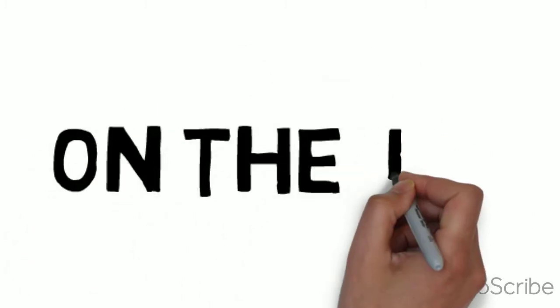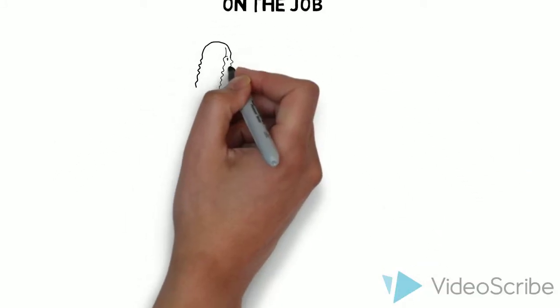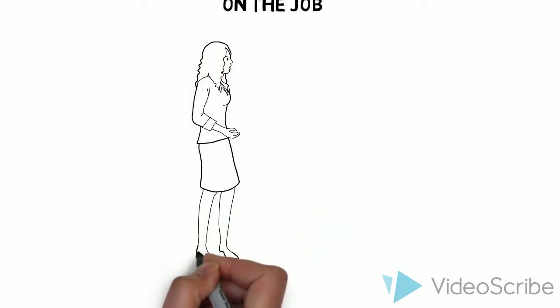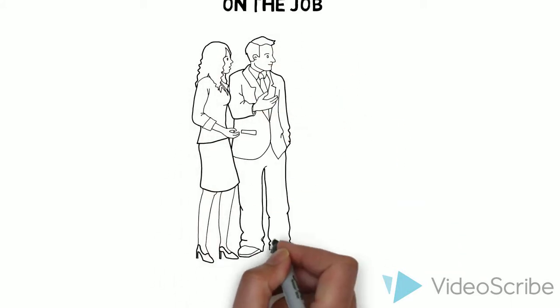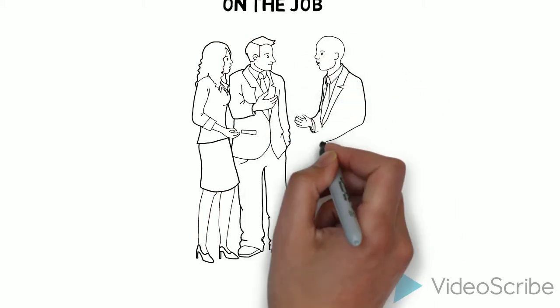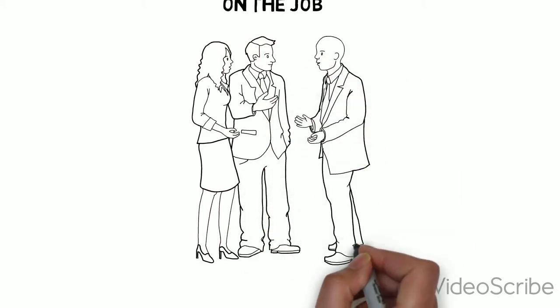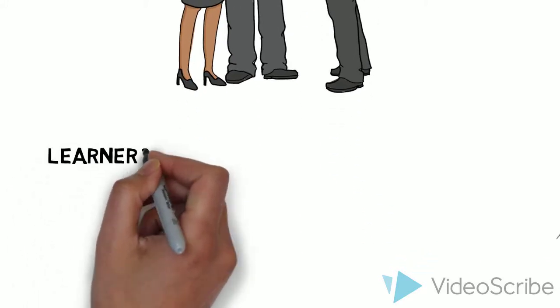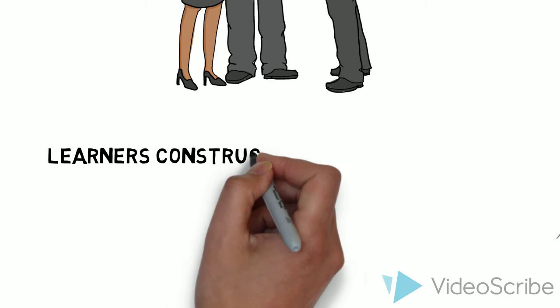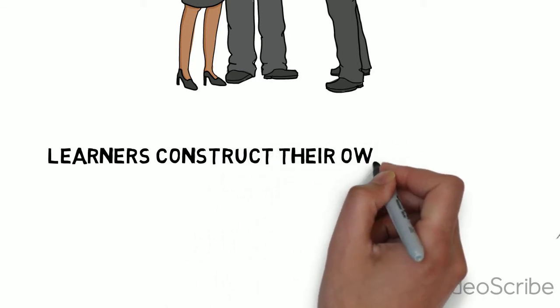Problem-based learning is conducted on the job. It is an approach in which a problem is presented to a learner at the start of the course rather than at the end. The problem can be defined by a facilitator or the learners themselves. The learner is then responsible for searching for the relevant knowledge required to solve the problem. This is known as a constructivist approach to learning.